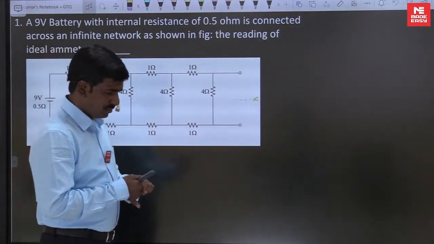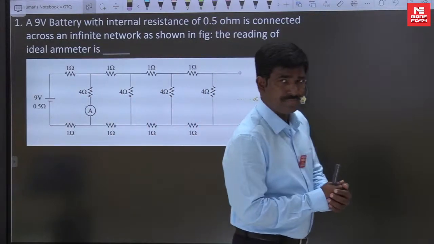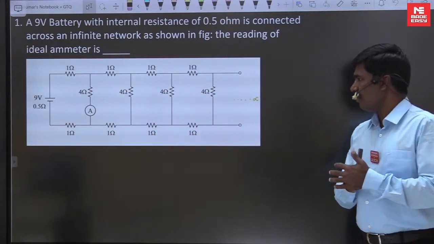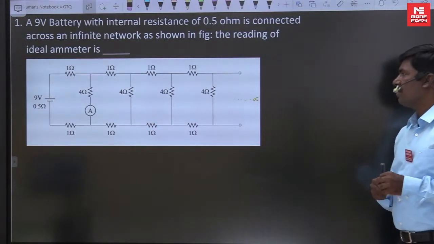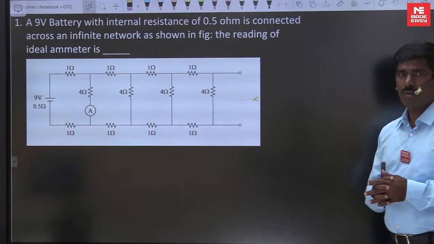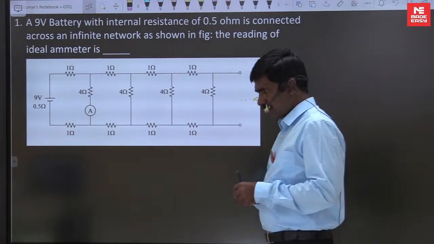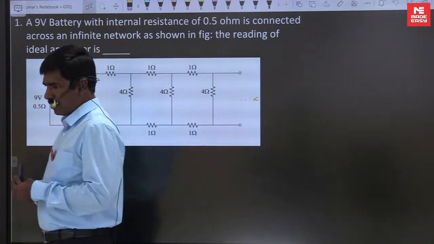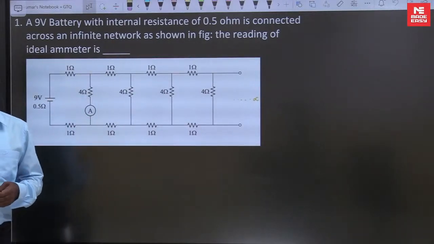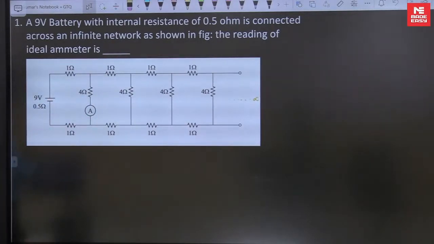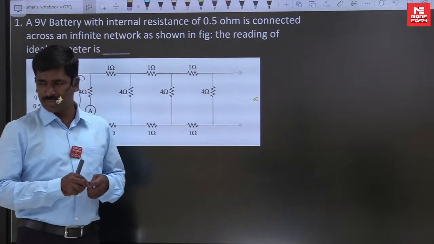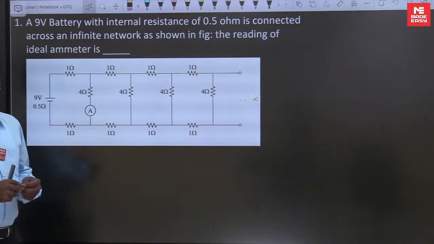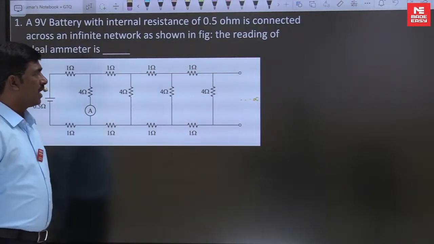This is infinite resistances. How to approach? Ashtod Yadav has given the answer as 1 ampere. So shall I start now?